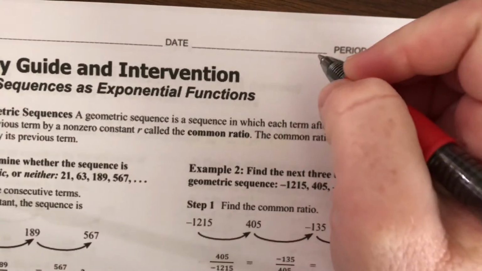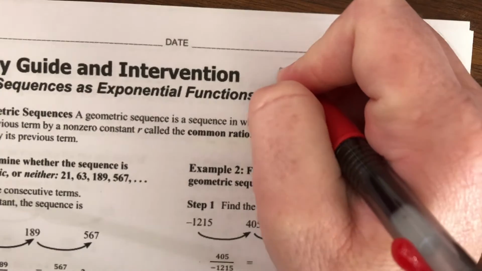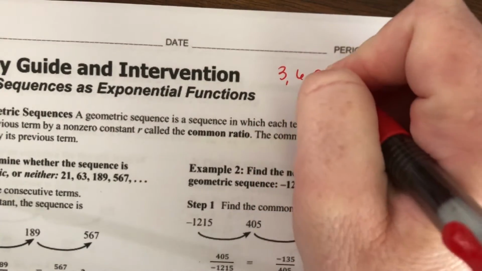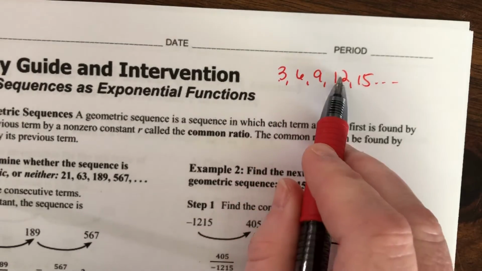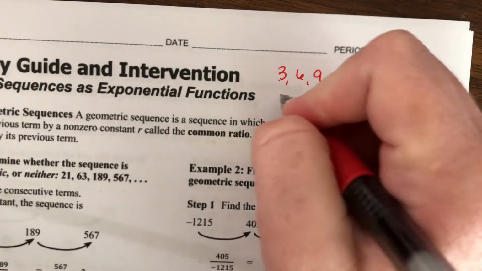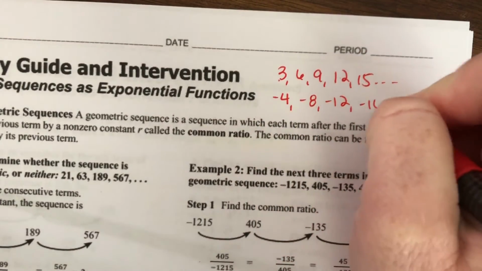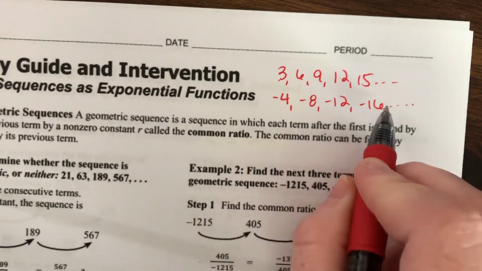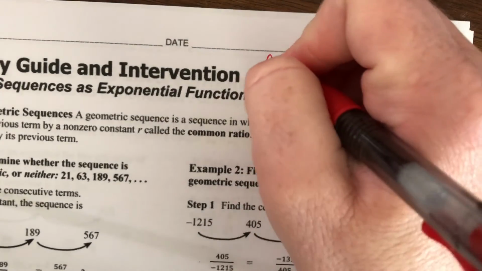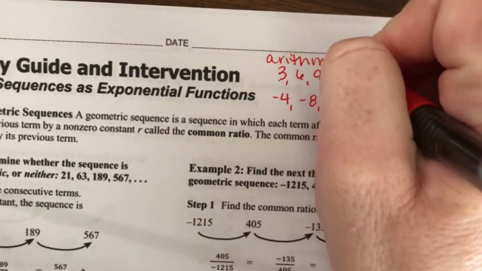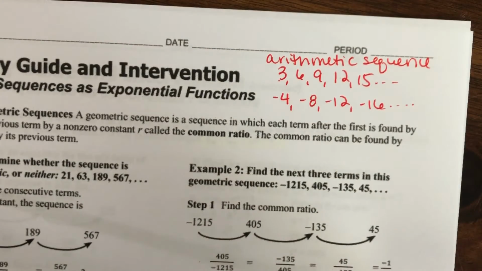So for example, 2, 4, 6, 8, 10, 12. We're adding 2 over and over. 3, 6, 9, 12, 15. We're adding 3 over and over to get the next number. -4, -8, -12, -16. We're subtracting by 4 over and over. So we're either adding or subtracting by the same amount. This is an arithmetic sequence.